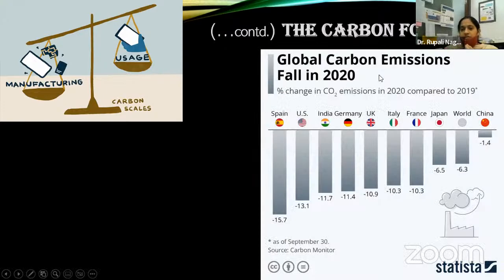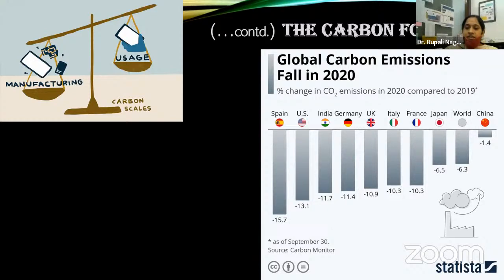One welcoming thing, if you look at this graph, is that the global carbon emission has fallen in the year 2020. You can see that almost every country, and including the world, logged a deficit in the carbon emission. But we should also remember that this was the year in which most of the countries were under lockdown.